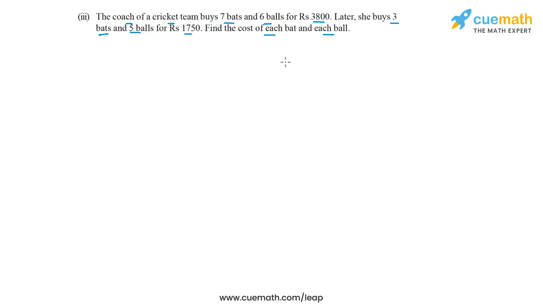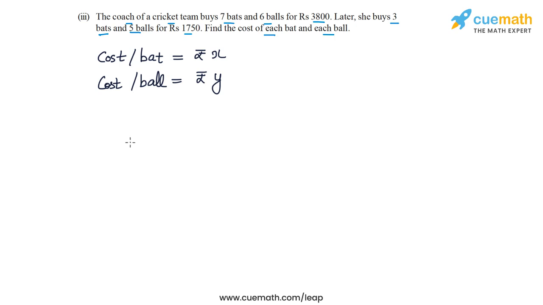So the two unknowns in this situation are the cost of each bat and the cost of each ball. So let's assume some variables for these two unknowns. Let's say that the cost of each bat, or the cost per bat, is equal to rupees x, and let's assume that the cost per ball, or the cost of each ball, is equal to rupees y.